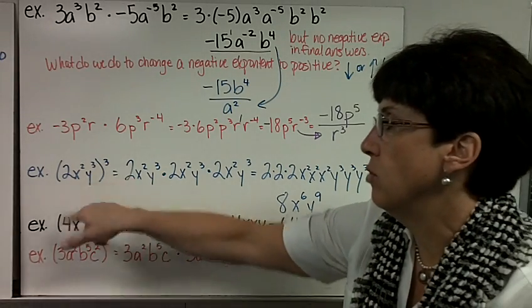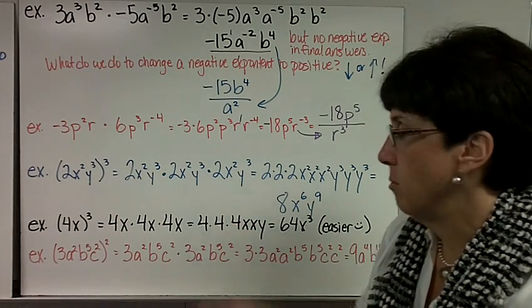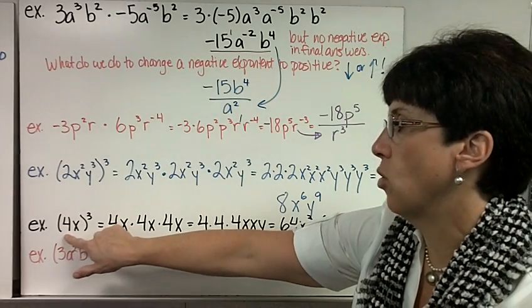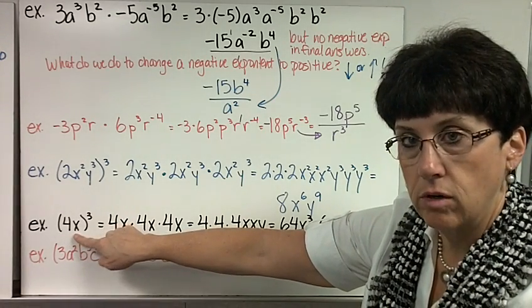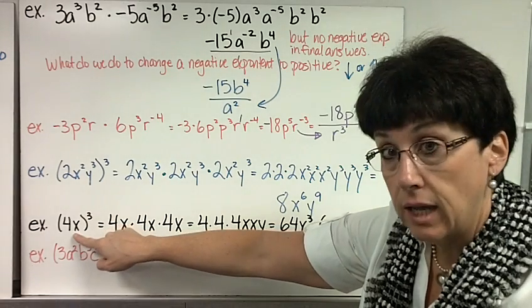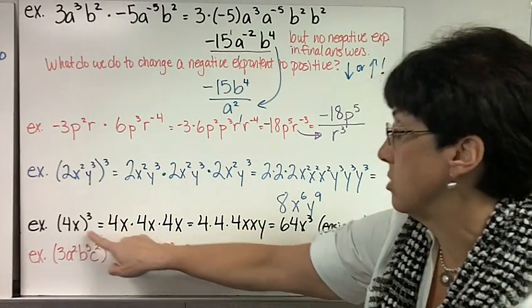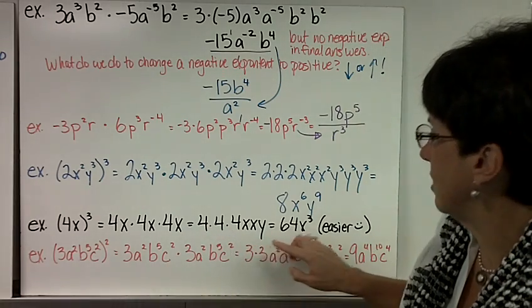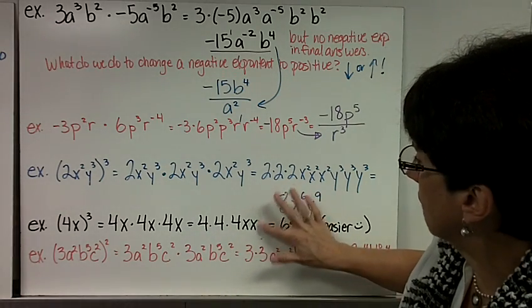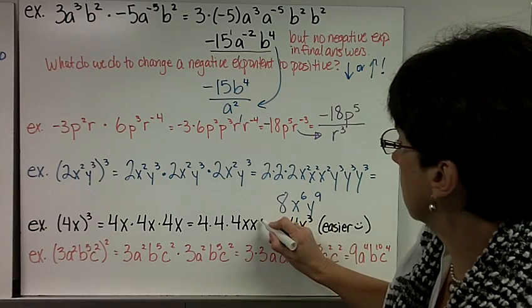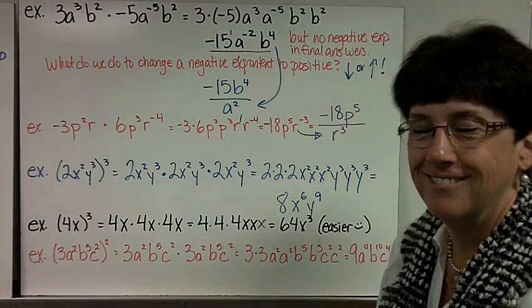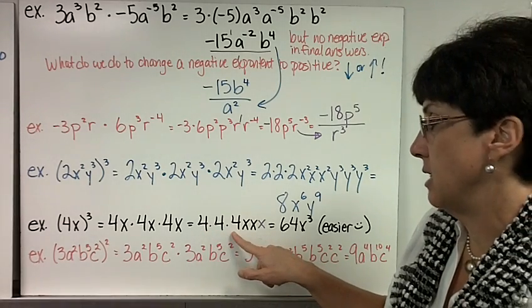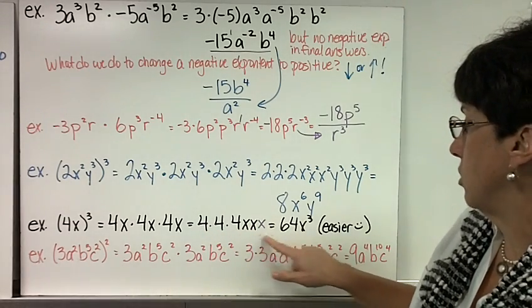So when you have a parentheses with an exponent, you need to write it out before you can group it together. Here are 2 more examples. What if I had the quantity 4x to the third power? Well, that tells me to write the 4x 3 times. 4x times 4x times 4x. So 4 times 4 times 4, x times x times x. So 4 times 4 is 16, and 16 times 4 is 64, and then 1, 2, 3, 3 x's.